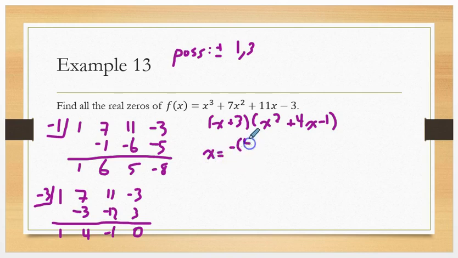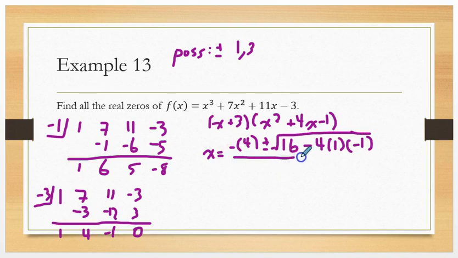So -b plus or minus the square root of b squared, which in this case is going to be 16, minus 4 times a times c. And all of this gets divided by 2 times a. So in this case, 2 times 1. If I simplify this a little bit, I'll have negative 4 plus or minus the square root of negative 4 times 1 times negative 1 is positive 4, and 16 plus 4 is 20.